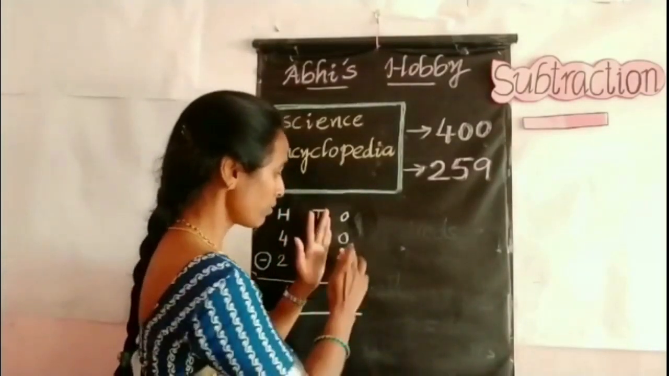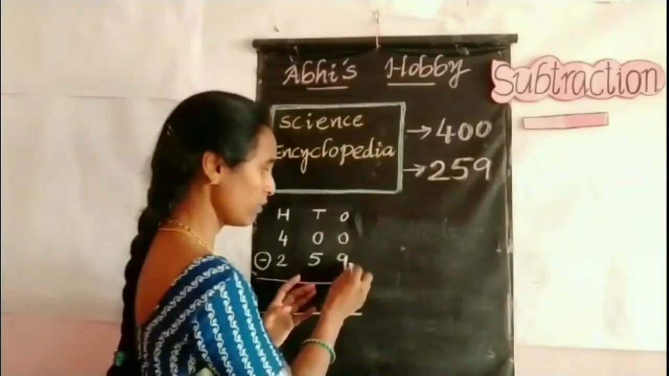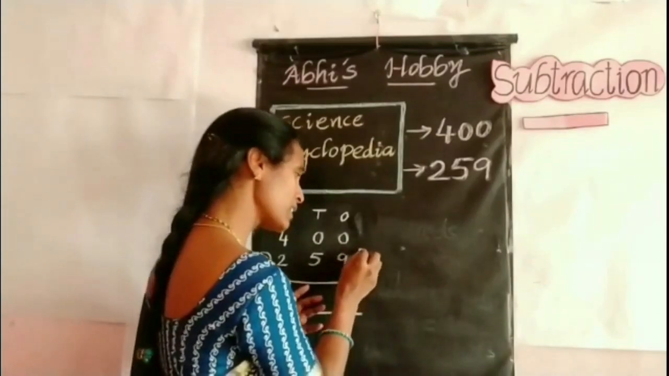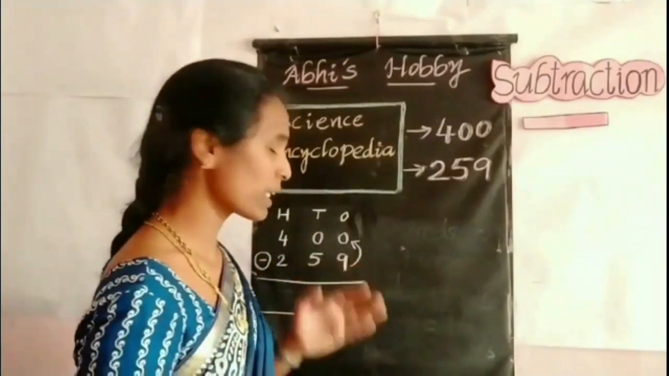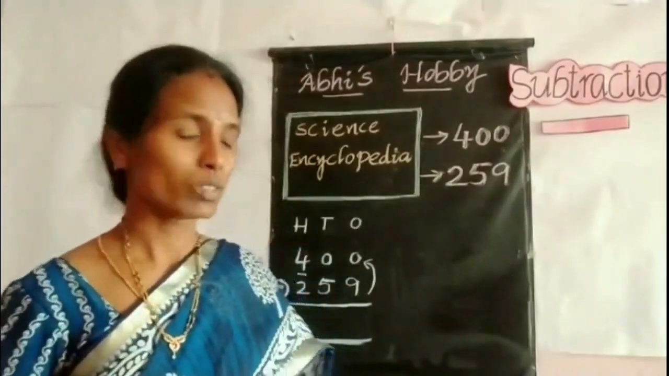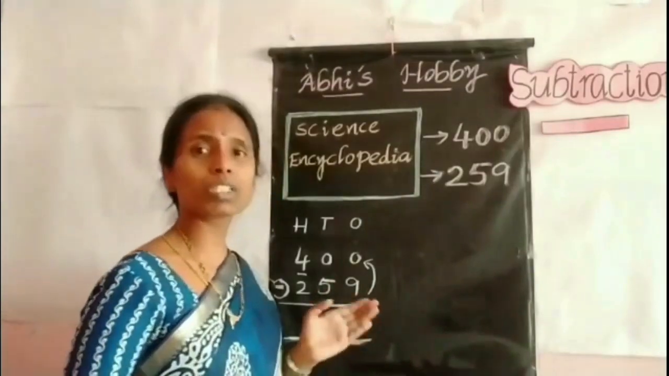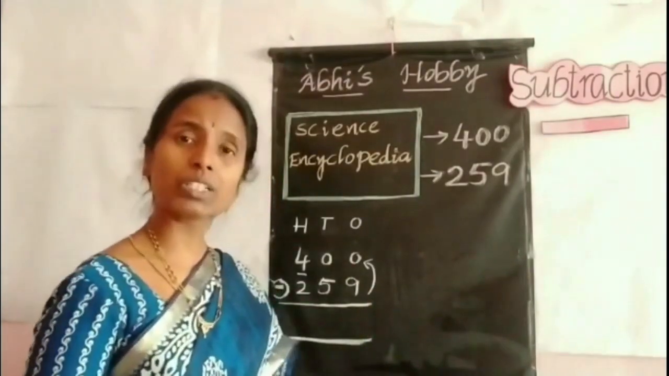Come on, here the first number is 0 and the second number is 9. Can we subtract 9 from 0? Always the second number should be subtracted from the first number. Can we subtract 9 from 0? No, it is not possible. So this is called, children, subtraction with regrouping. Now let me explain the meaning of subtraction with regrouping.